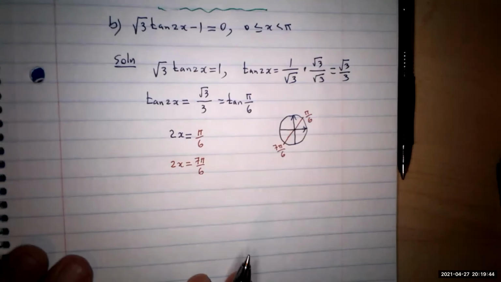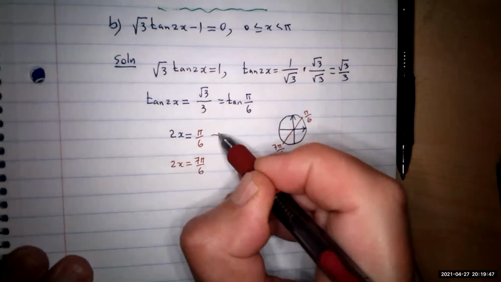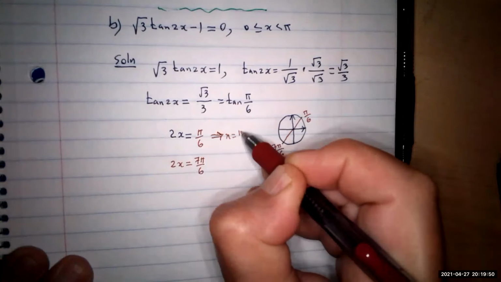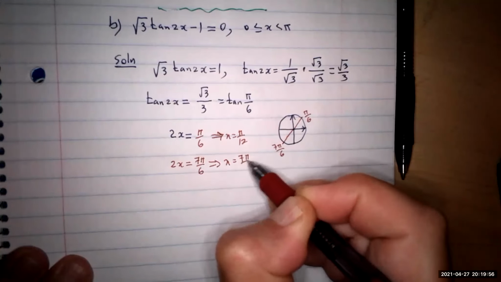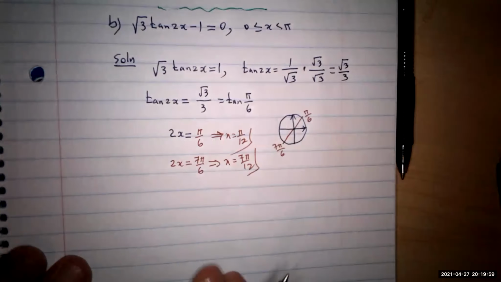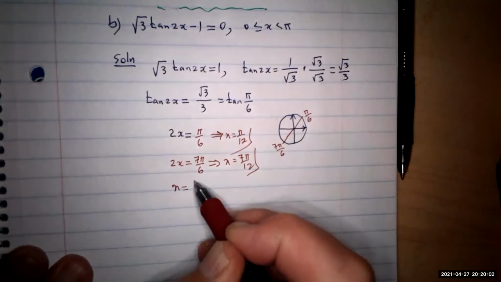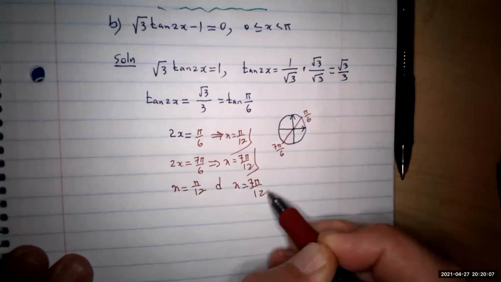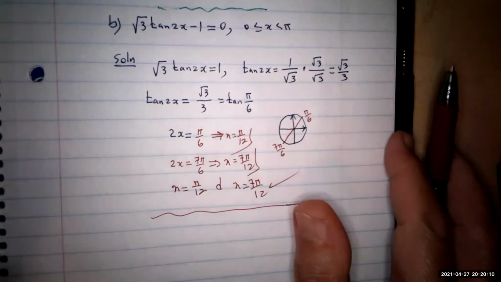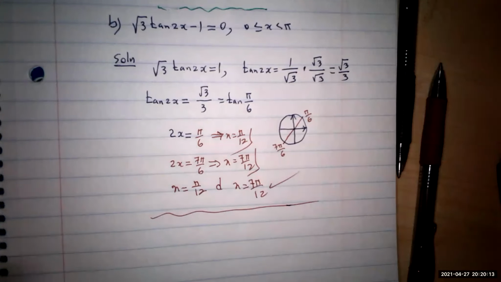But these are 2x. You want to find the x, so you have to divide by 2. So one solution would be pi/12, and the other solution would be 7 pi/12. These are the solutions that we're going to accept: x equal to pi/12 and x equal to 7 pi/12. Just make sure you get the tangent of the 2x right to get these numbers. Okay, so the answer is between 0 and pi.